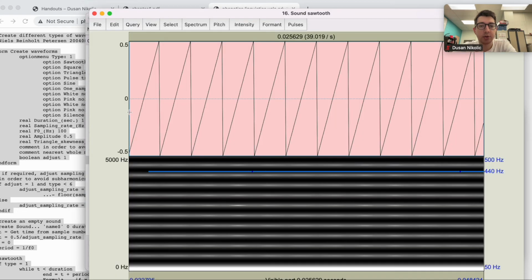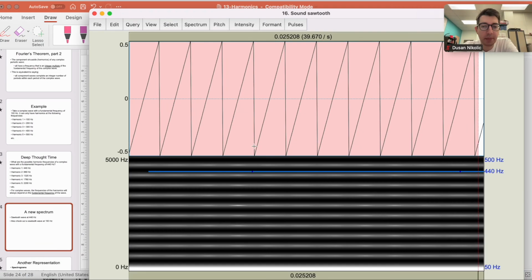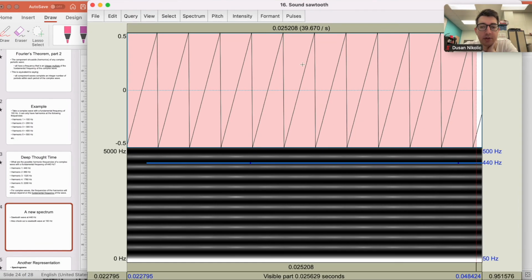Let's see what it looks like. This is a sawtooth wave. It has a much more annoying sound, right? And it has a frequency of 440 hertz. So this lower display here should show its component frequencies, and that's the point of this.